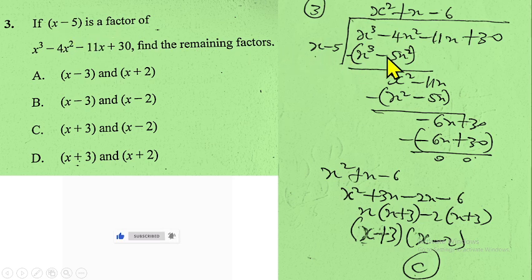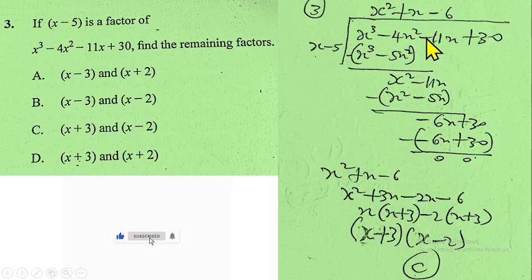We use this factor to divide the cubic expression by saying x in x cubed, that will give us x squared here. Then this x squared will now multiply x minus 5. So x squared times x will give us x cubed. Then x squared times minus 5 will give us minus 5x squared. Then introduce minus here because you are subtracting. So this one becomes minus, this one becomes plus. So x cubed minus x cubed will give us 0. Minus times minus will give us plus. Then you are having minus 4x squared plus 5x squared, that will give us x squared.